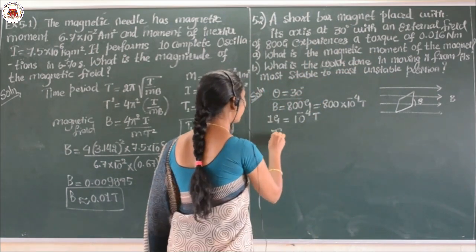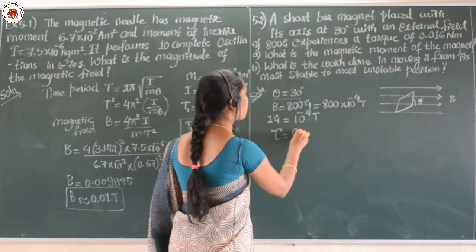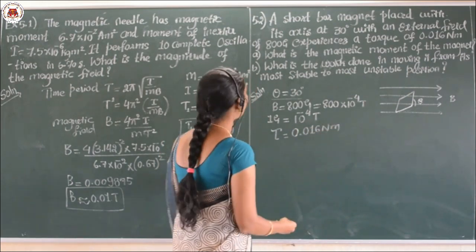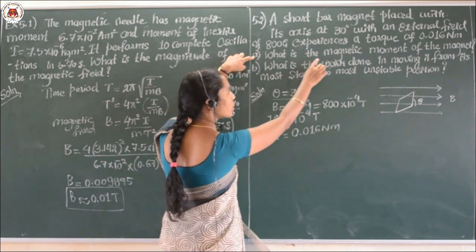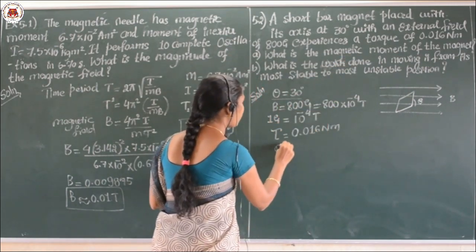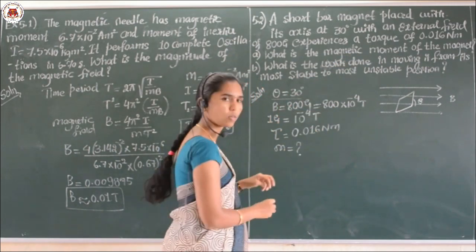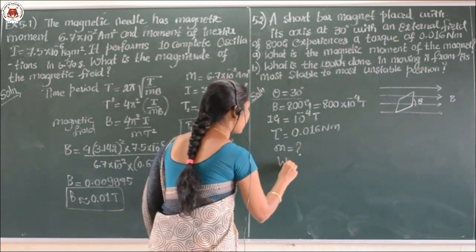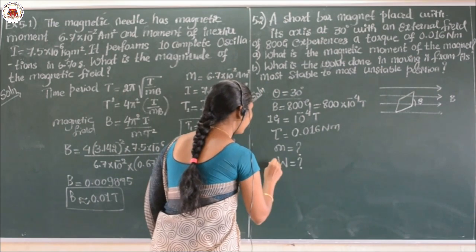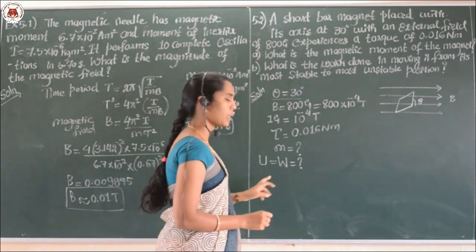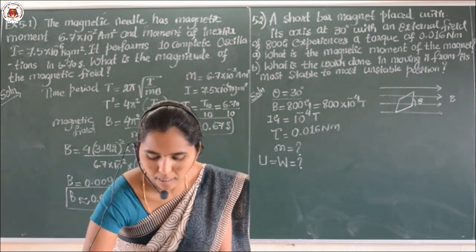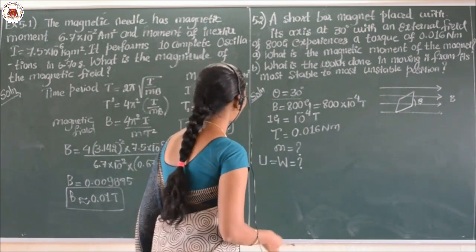Then next one is it experiencing a torque. Tau value is also given here, torque is 0.016 Newton meter. Then in the question A, what I need to calculate? The magnetic moment m value we need to calculate. Then in the question B, what we need to calculate? The work done, or else it is nothing but the potential energy we need to calculate. Yes, let us solve that with the help of the formula.